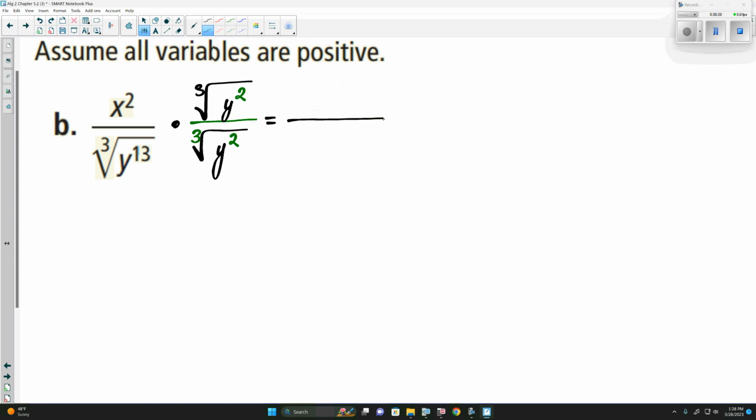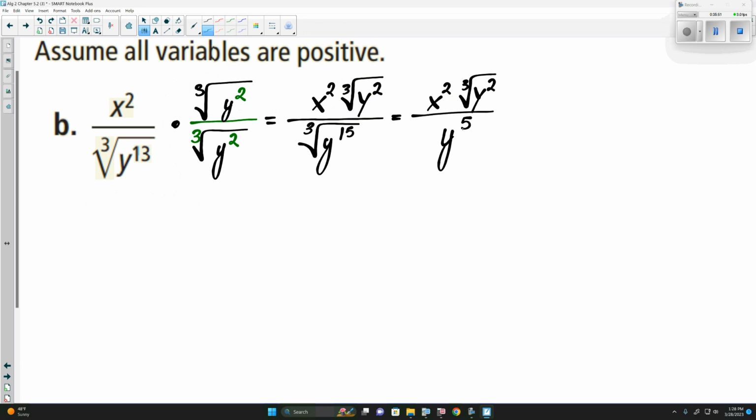So the numerator is going to be x squared times the cubed root of y squared over the cubed root of y to the 15th. And what would be the cubed root of y to the 15th? 5. Because we can pull 5 groups of 3 out of 15. So we get y to the 5th. And that's it.